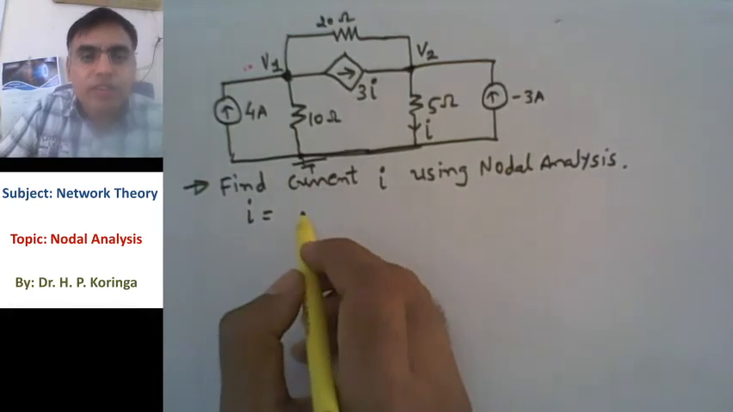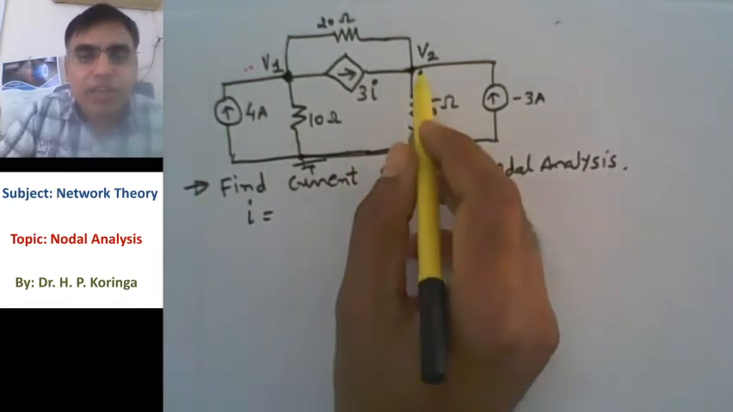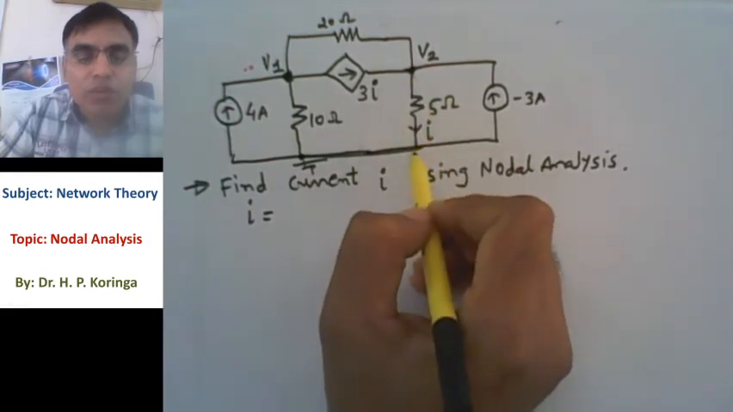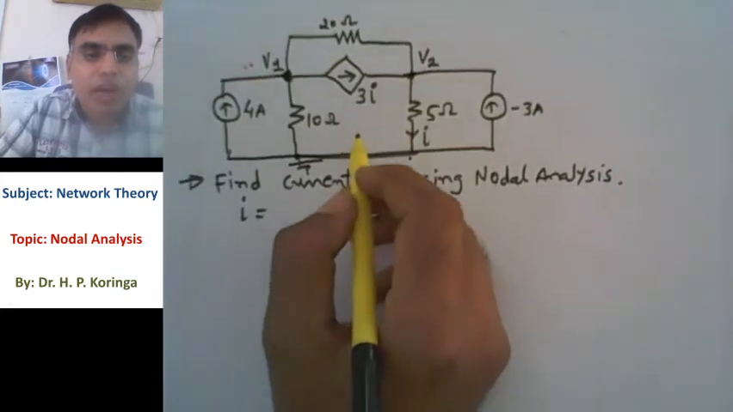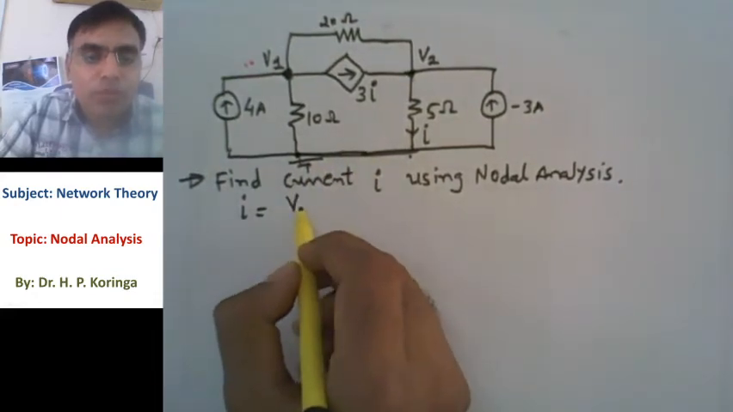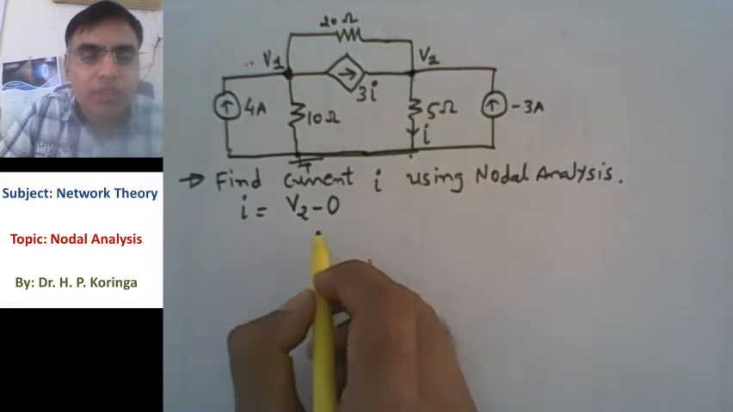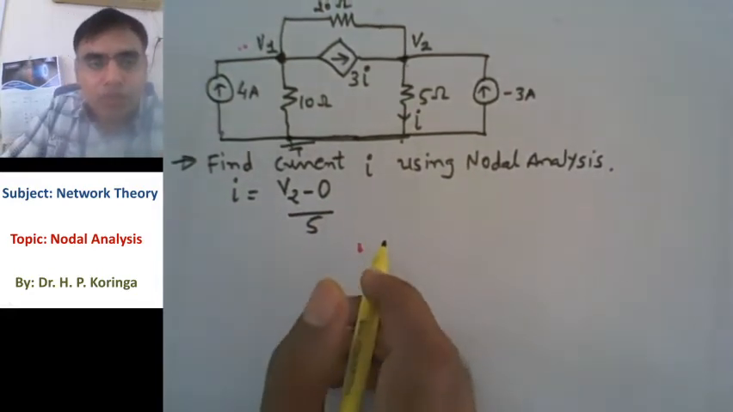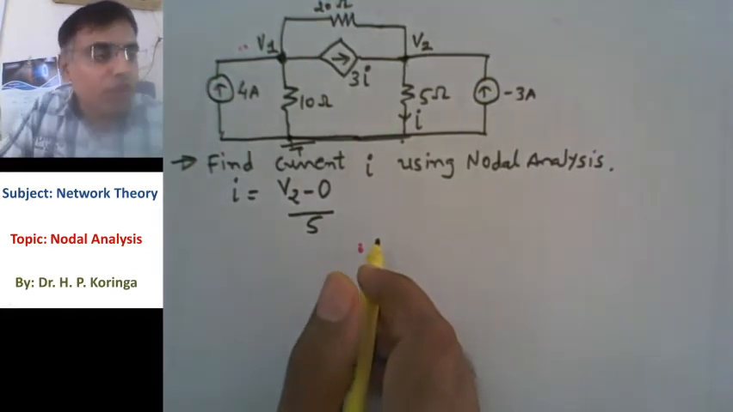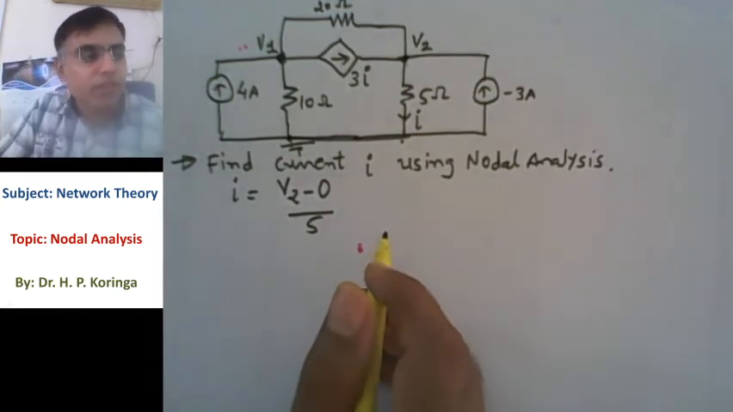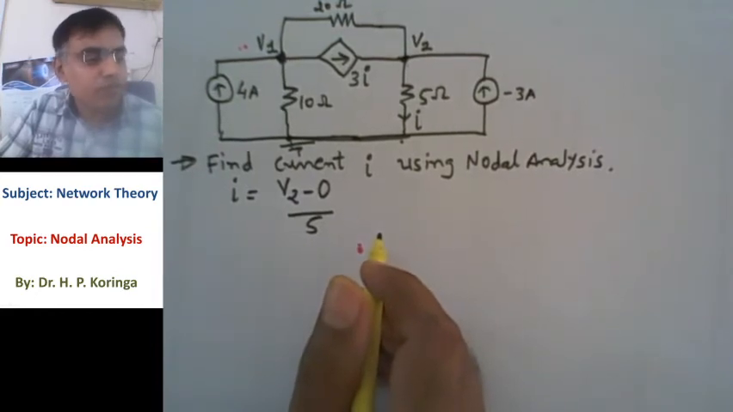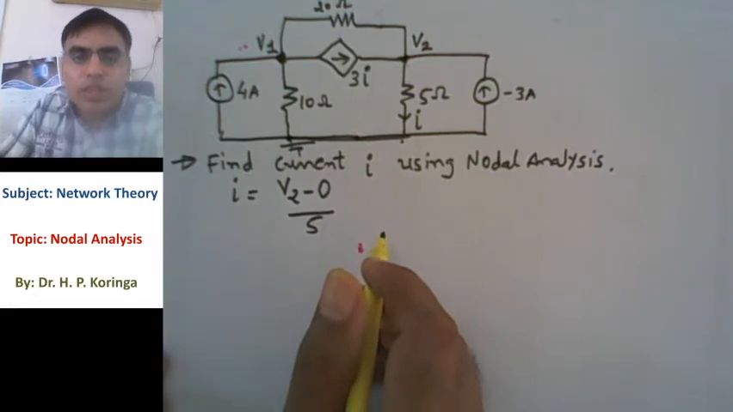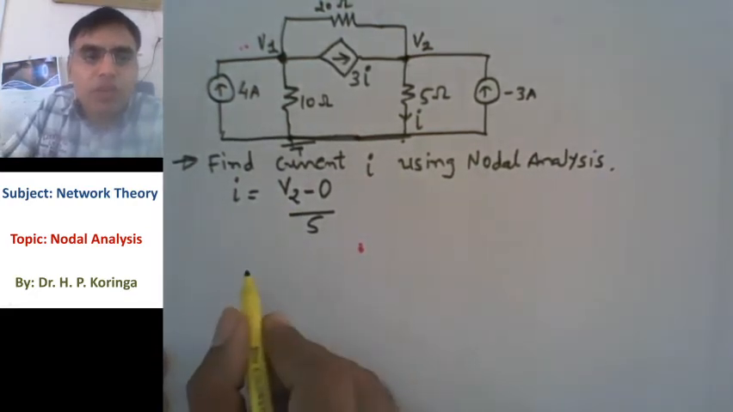So I can be found using this unknown node voltage. It is V2 minus 0, the reference, divided by 5. So we can represent I in terms of the node voltage as V2 minus 0 divided by 5. If we find V2, we'll get the value of I. So to find V2, let's apply Kirchhoff's current law at both nodes.